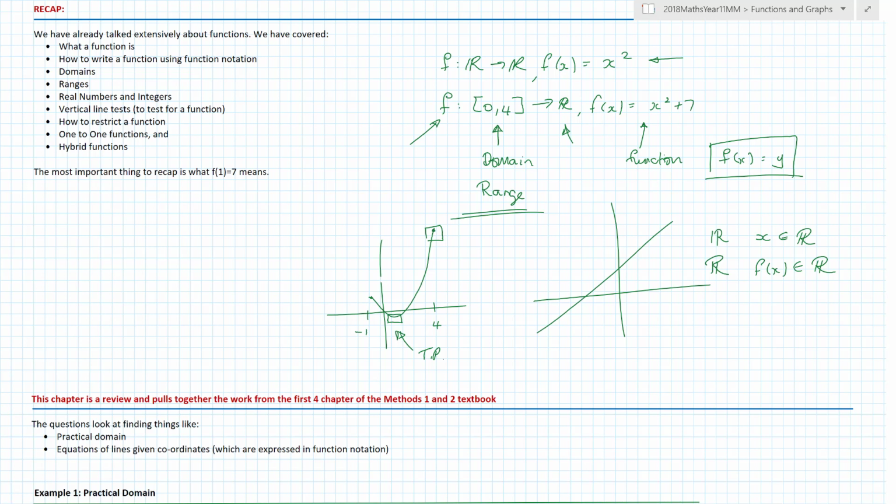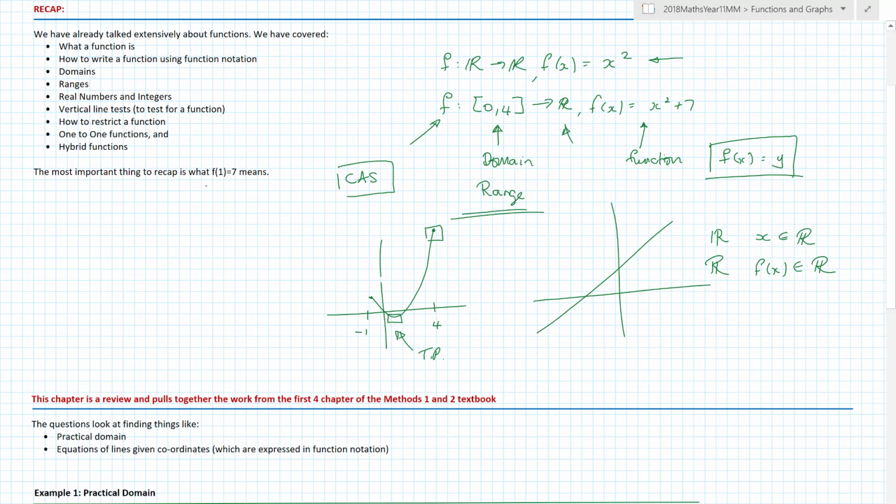Also, as I've said today, and I'll say over and over again, in Australia, this is a CAS course. You can use your calculator. Use it to sketch every single graph you are ever given. It'll take you seconds to do it, but it could save you hours and hours later.